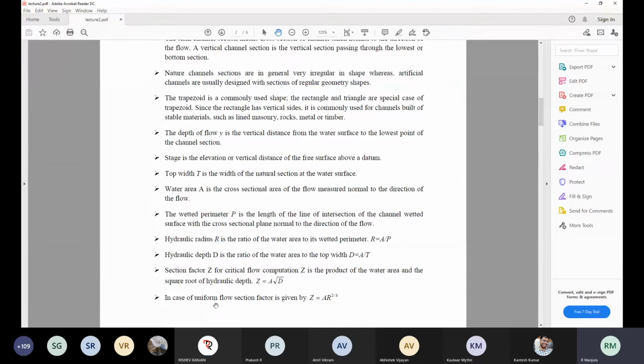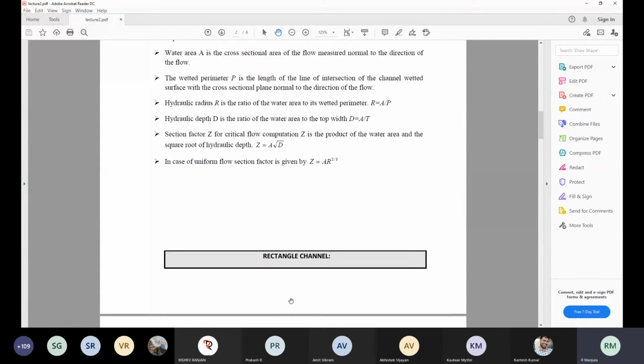Then in case of uniform flow, what is meant by uniform flow? The flow parameters will not change with respect to space, then it is a uniform flow. So for uniform flow, our section factor is A into R raised to 2 by 3, where A is the cross-sectional area and R is the hydraulic mean radius. So hydraulic radius R is equal to A by P, and A by P whole raised to 2 by 3 is our section factor.